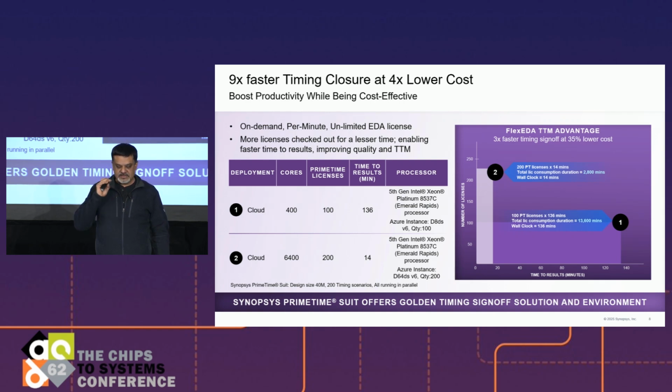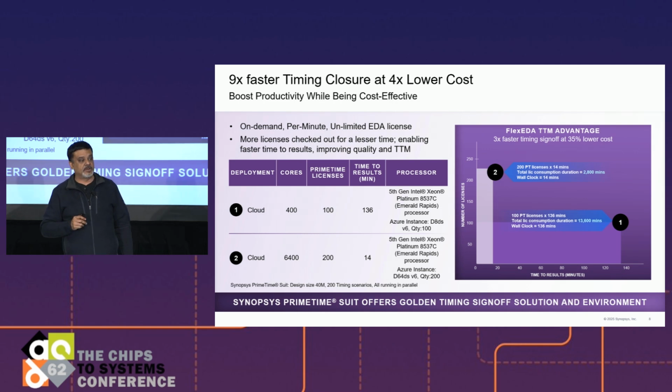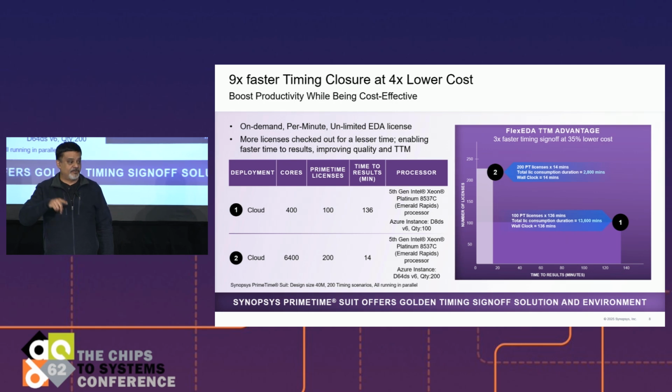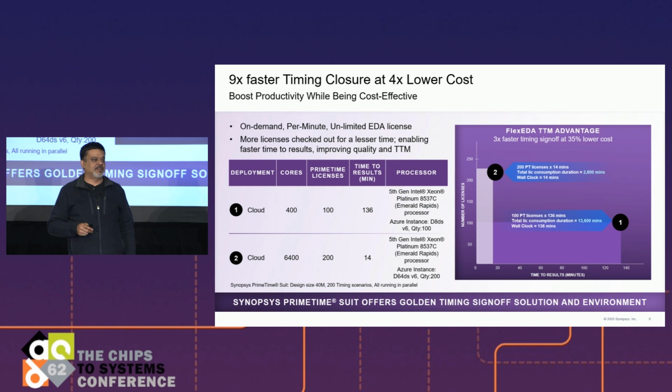And running the same job on a 400-core compute cluster versus a 6400-core compute cluster, your actual cost goes down by 4x, and you are going to finish that timing job 9x faster. Now, for somebody who is actually doing timing analysis, they know the value of this, and of not going over budget and still being able to do it.